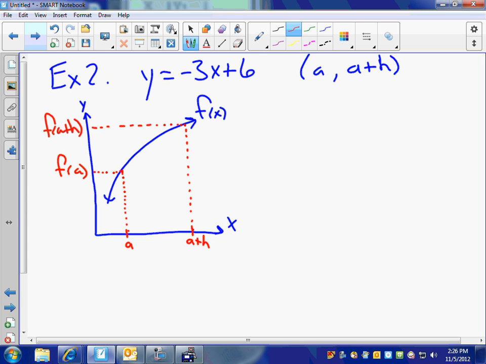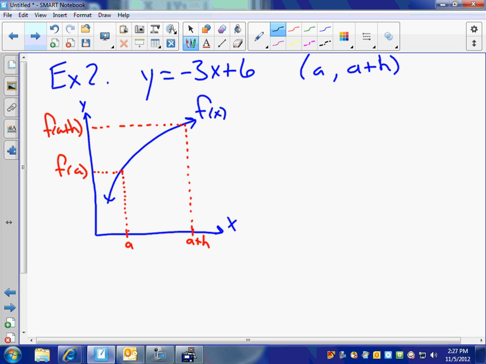Does this look familiar? We did examples like this, right? We plugged in stuff like this. Well, maybe it doesn't look familiar now. Maybe it will in just a second here.